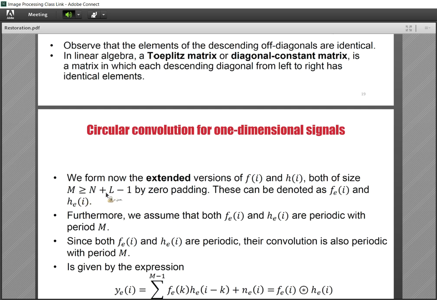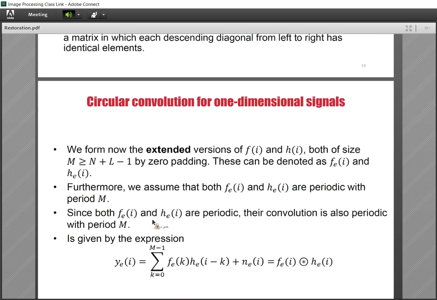M for both of them is larger than N plus L minus 1. This can be denoted as f extended and h extended for circular convolution. Furthermore, we assume that both f extended and h extended are periodic with a period M. Why? Because both of them have this M, for example, 14.